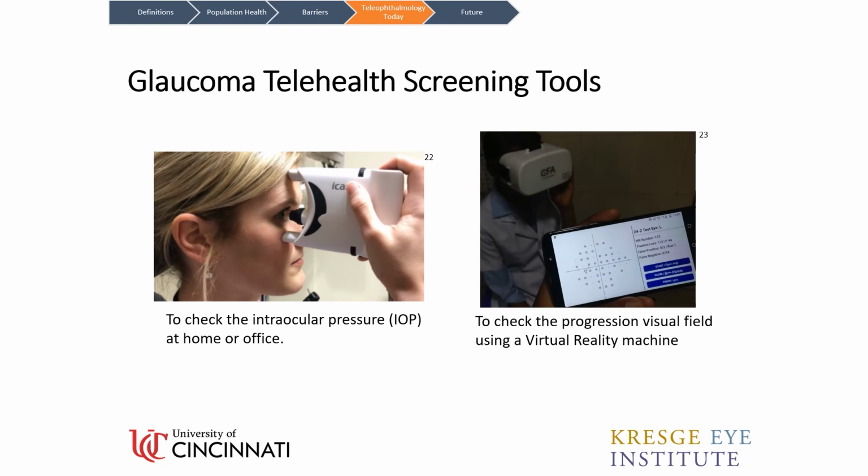Here are examples of the telehealth screening tools used for glaucoma. On the left, there's an eye care tonometer used to check the intraocular pressure at home or in the office. On the right is a virtual reality machine which can check visual fields.